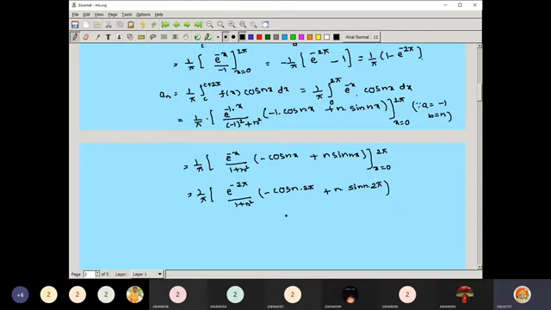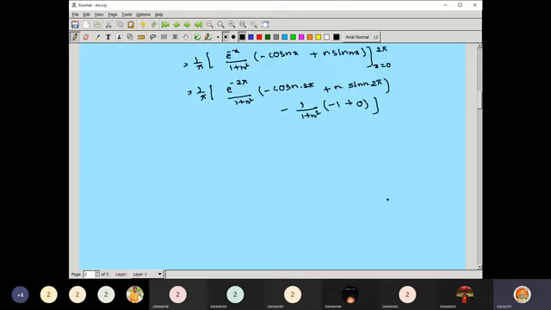Coming to minus lower limit, x equal to 0 and e power 0 is 1. 1 divided by 1 plus n square, and I am substituting minus cos n into 0. Cos 0 is 1, and since there is a minus in front, it stays minus, plus n into sin n into 0. Sin 0 value is 0. Just upper limit minus lower limit. So do the simplification for this.